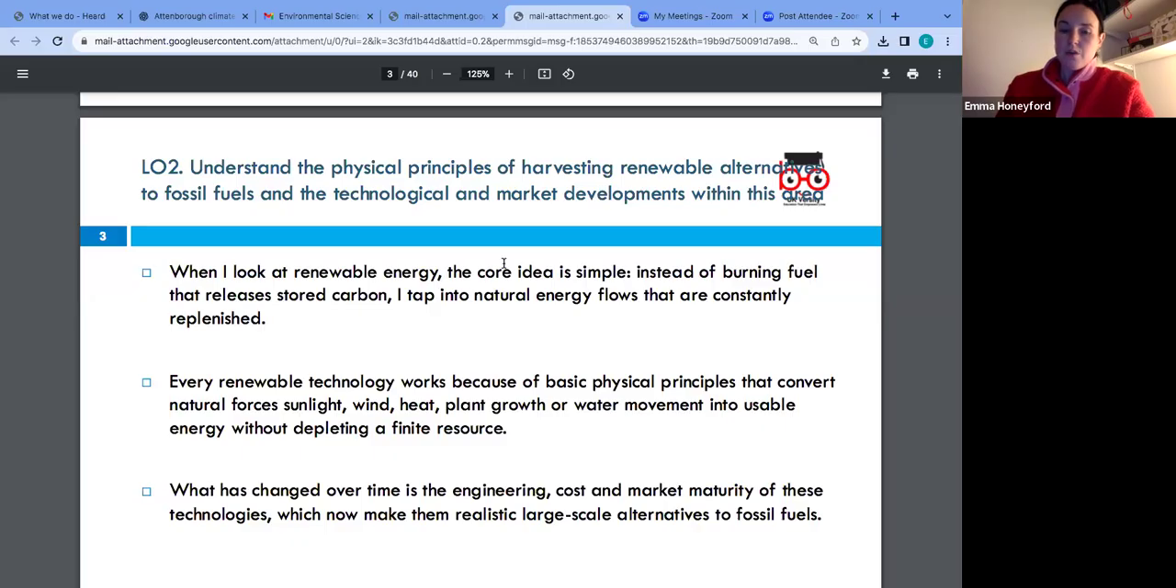resource. So it's really important to understand that there is a history to all of this, and the role of engineering, cost and market maturity of all these technologies. The market has a massive role to play in the development of renewable technologies and how successful they will be. We are relying on market forces when it comes to renewable energy in a massive way.